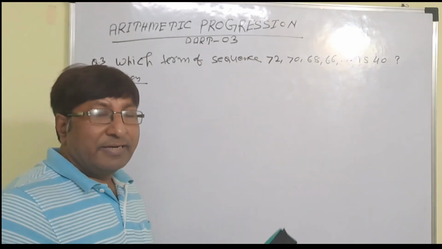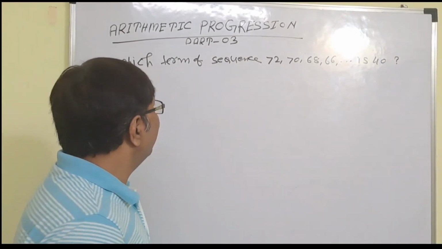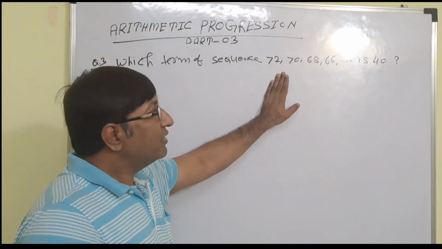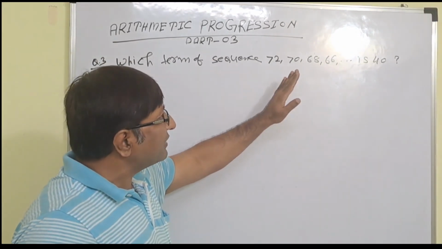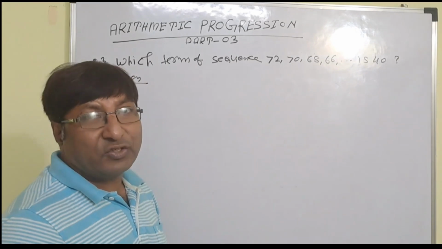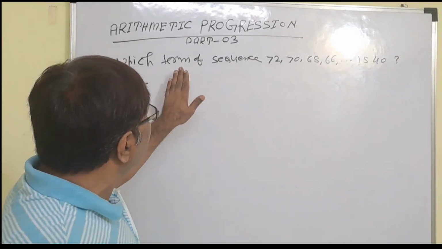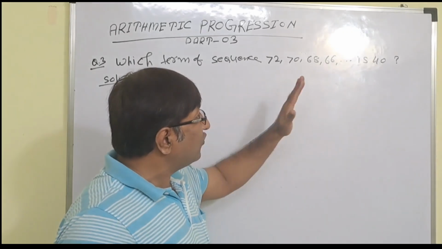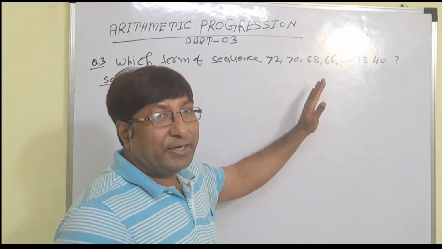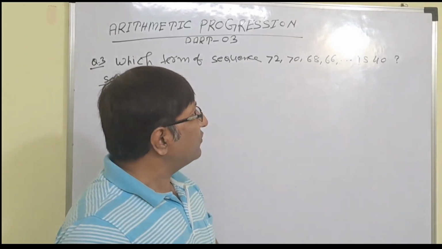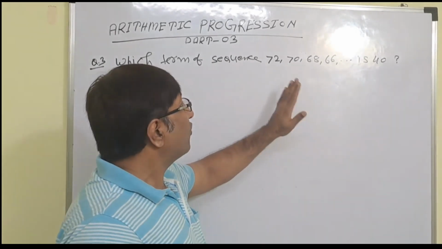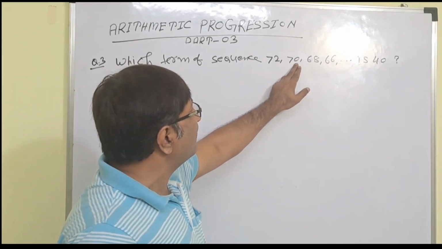Now see the next question, question number 3. Question 3 is: which term of the sequence 72, 70, 68, 66, and so on is 40? So we have to check which term of this sequence is 40. First of all, you check whether the sequence is in AP or not. AP means the common difference should be the same. The common difference is the second term minus the first term.